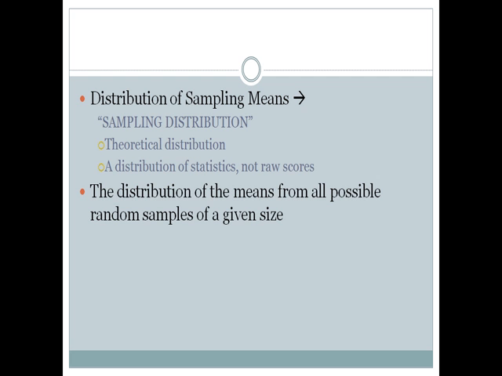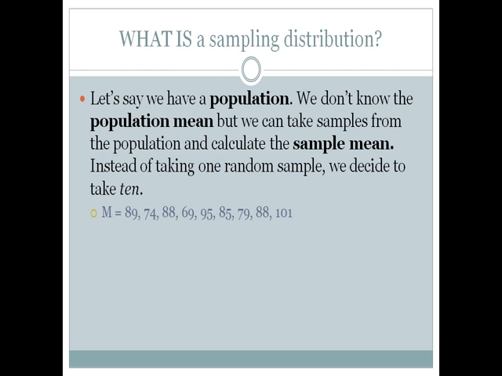So what does that actually mean? Let's go through it. Let's begin in this example by saying we have a population. The population is the people of interest. We don't have the population mean, but we are able to take some samples from the population and calculate the sample mean. The numbers I have listed here are not raw scores taken to make a sample. The numbers I have listed in this example are sample means.